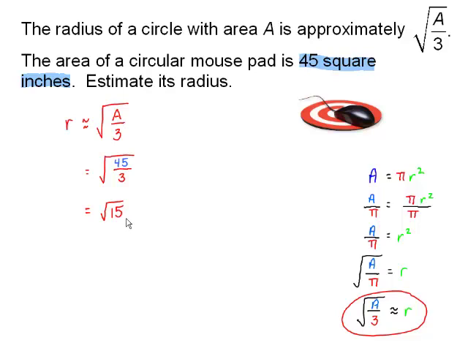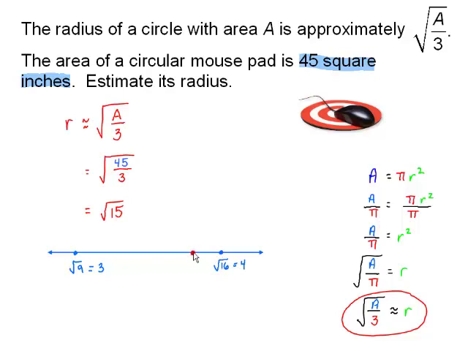So now, let's estimate the radius. Because 15 is not a perfect square, we can estimate it by finding the two perfect squares closest to 15, which are 9 and 16. So let's graph. The square root of 9 is 3. And 16, the square root of 16 is equal to 4.